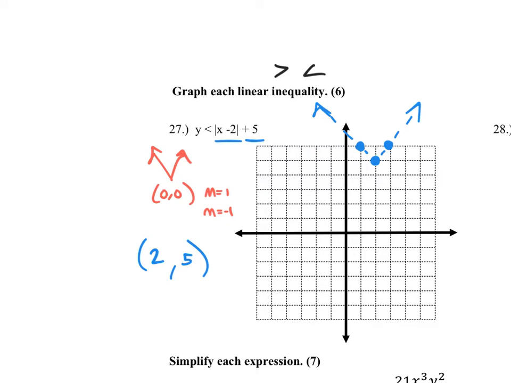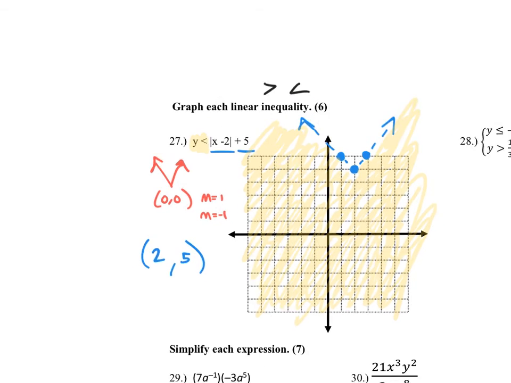Now, inequalities have a shade. And since this is y is less than, I need to shade all of the y values that are below. So the picture to this graph would be, even if we extended it out, everything on the outside of this V.